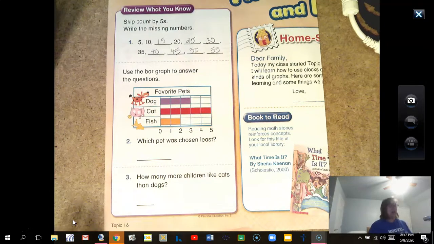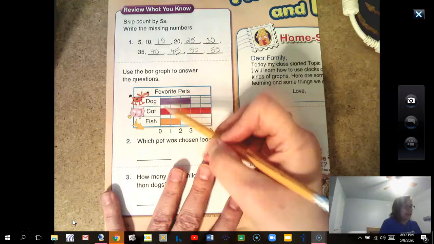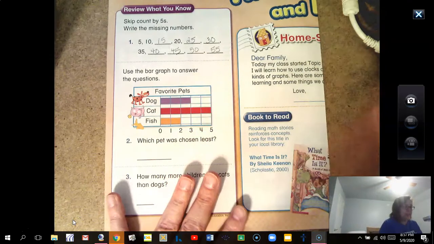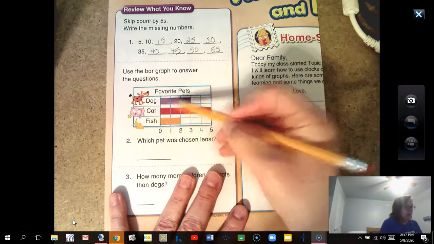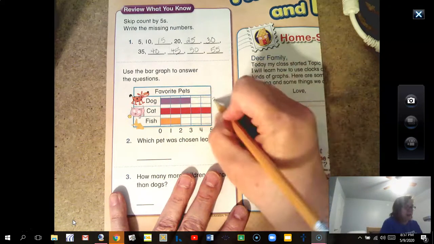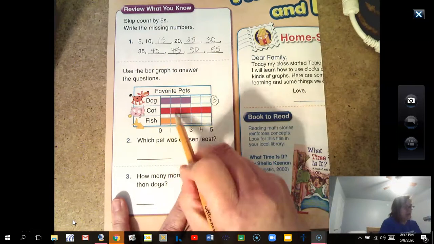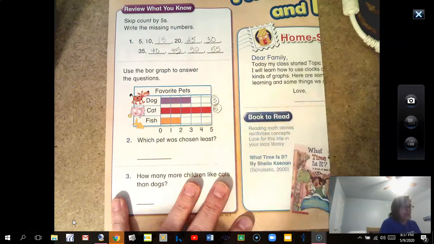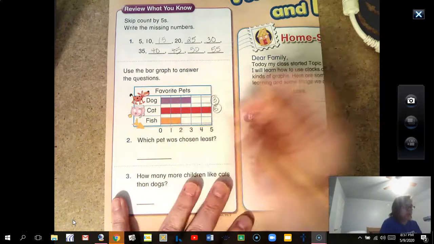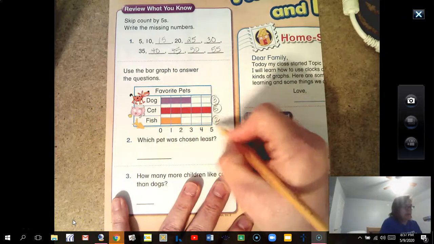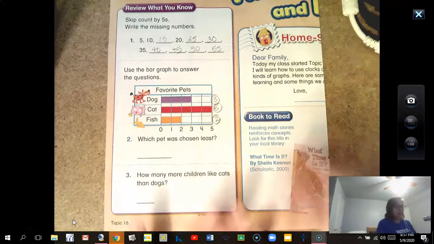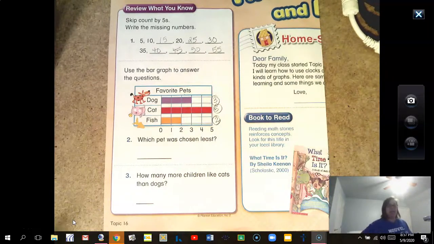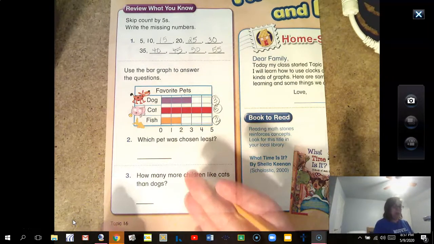One of the things I want to do is make sure that I calculate things out so it's easy for me to see. So 1, 2, 3 for dogs. 1, 2, 3, 4, 5 for cats. And 2 thought fish were their favorite. Now we have these numbers readily available when we go to answer the questions.